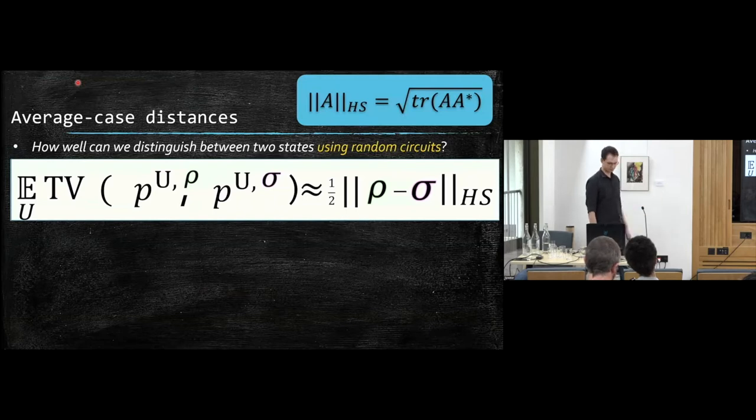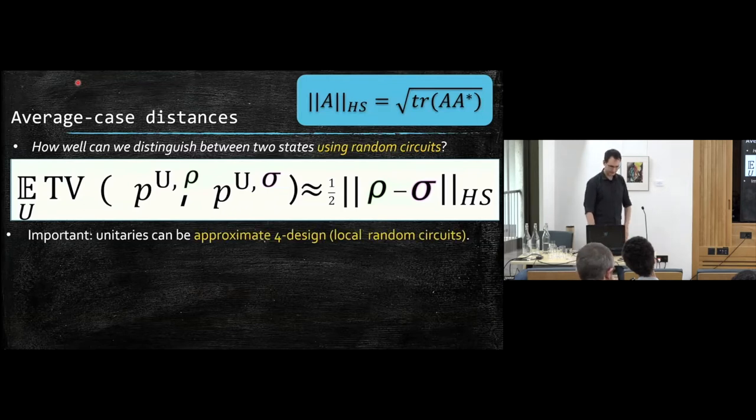So this gives you an interpretation of that distance as a measure of how well you can distinguish between two states using random circuits. Okay, so I already mentioned this, but from a practical perspective, what is important is that it suffices for those unit tests to be approximate designs.